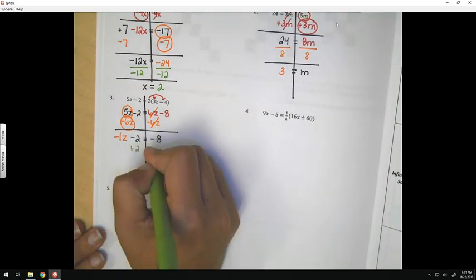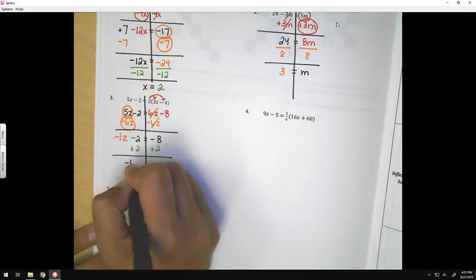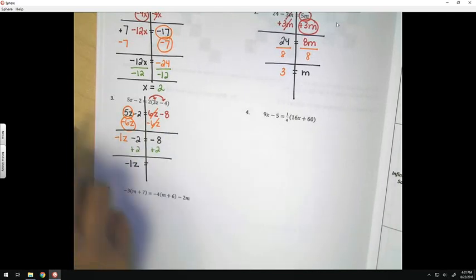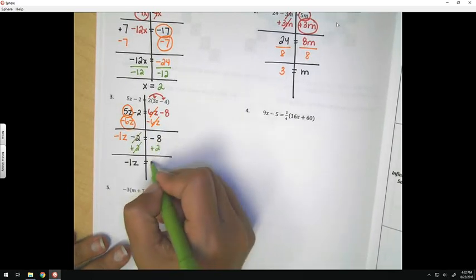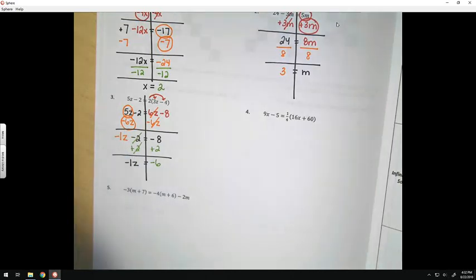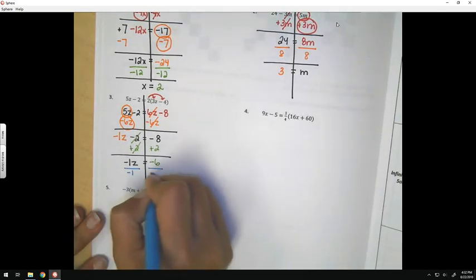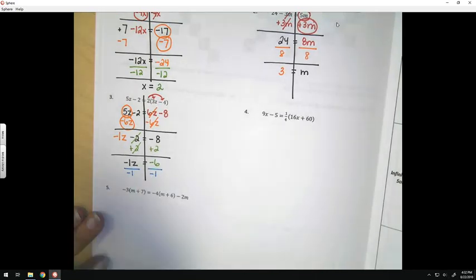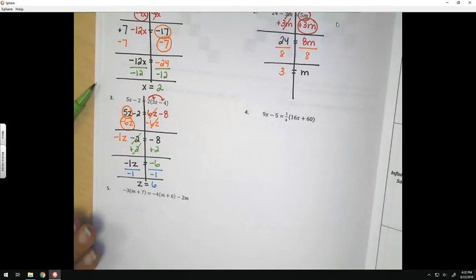Next, I'm going to add 2 on both sides, and I'm going to get negative 1z, which I'm just dropping down, and these 2's are canceling, equals negative 8 plus 2, which is negative 6. And finally, I'm going to get the z by itself by dividing by negative 1 on both sides, which means I'm going to have z equals negative 6 divided by negative 1, which is positive 6.